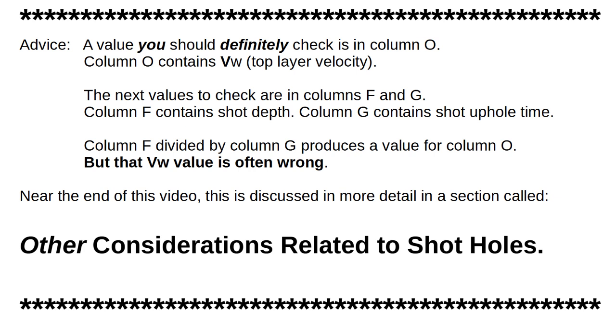Advice: a value you should definitely check is in column O. Column O contains the weathering velocity, the top layer velocity. The next values to check are in columns F and G. Column F contains shot depth, column G contains shot uphole time. Column F divided by column G produces a value for column O, but that weathering velocity value is often wrong. Near the end of this video, this is discussed in more detail in a section called Other Considerations Related to Shot Holes.